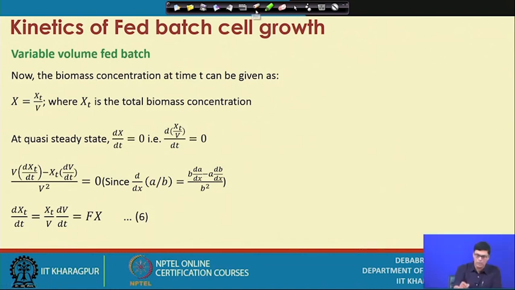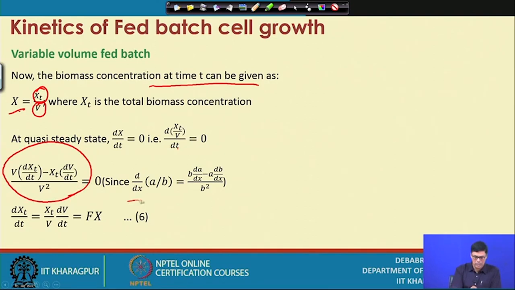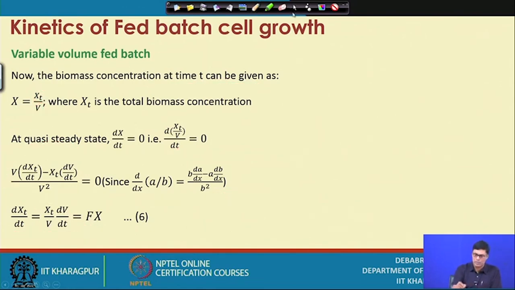Then the biomass concentration at time t can be given by: X is the total cell mass, and x is the cell mass concentration, so X t, the total cell mass divided by volume, is the cell mass concentration. In the quasi steady state condition, we assume dx by dt to be 0, then we can write d(Xt by V) by dt equal to 0. Then we can differentiate this, we will get this equation, and this is the formula that we have. This equation we can write in this form: dXt by dt equals Xt by V dV by dt equals F into x. This we can analyze and write like this.